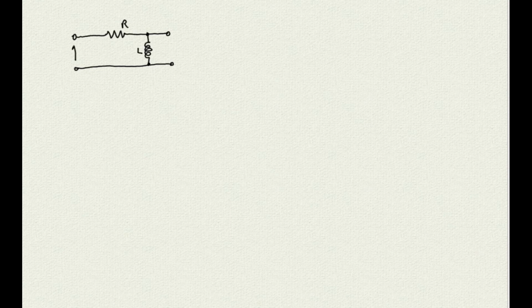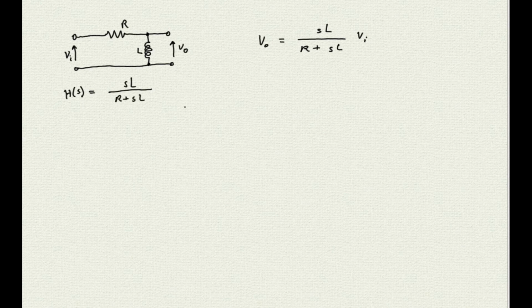Here is the input voltage, and here is the output voltage. Now, if you compare this circuit with the RC circuit we analyzed before, you'll see that this one too is a voltage divider, and so we can write the VO as a function of VI in this form. As a result, the transfer function of this circuit, given by the ratio of VO over VI, can be written as SL over the sum of R and SL.